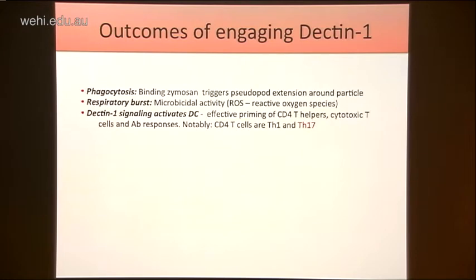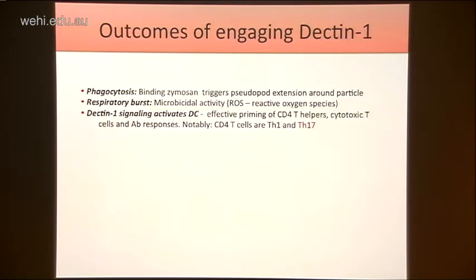So what are the consequences of Dectin-1 engagement? First of all, we've got phagocytosis, and you can actually see that when Dectin-1 binds zymosan, it forms these pseudopods ready for engulfing it and taking it up. The next thing, as I mentioned, is the respiratory burst, the production of ROS. And then the other very important component is that Dectin-1 can directly result in the activation of the dendritic cells that have come in contact with the ligand.